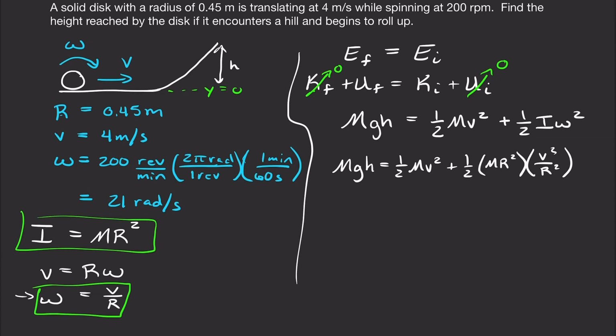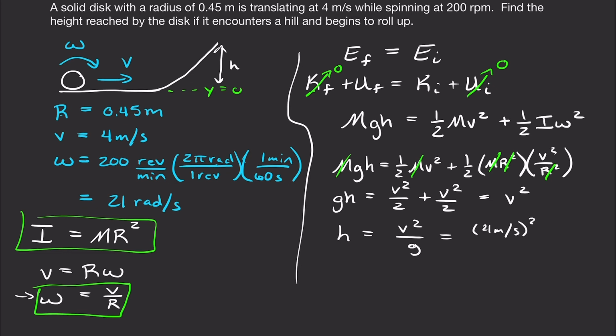Now we can cancel some things out, so we have mass in every term. And then on this last term, we also have an r squared that cancels this r squared. So we're left with gh equals v squared over 2 plus v squared over 2, which is just v squared. And we can solve for the height, which is just v squared over g, or it is going 4 meters per second squared over 9.8 meters per second squared.